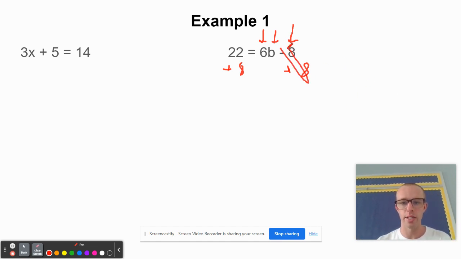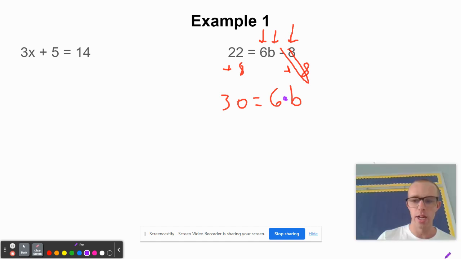So I'm going to add 8 to both sides. These cancel out. So the only thing left on this side of the equation is 6b. And 22 plus 8 is 30. So I get 30 equals 6b. And again, I'm trying to get this variable by itself. So to get the variable by itself, I have to do the opposite. Well, coefficients represent multiplication. We can pretend there's a multiplication sign here, right? 6 times b. How do I get rid of multiplication? Division. Whoops. So divide by 6, divide by 6.